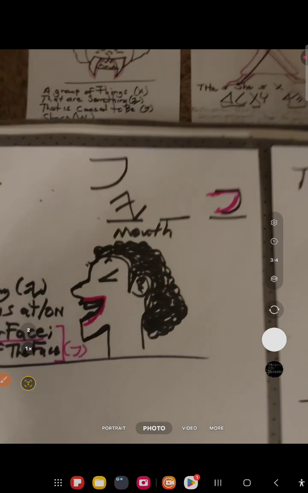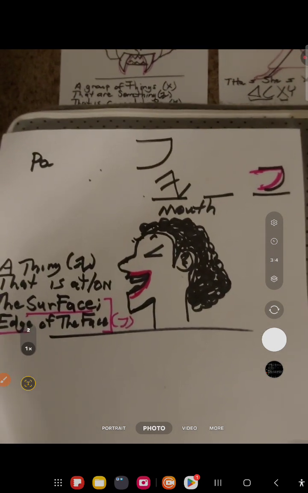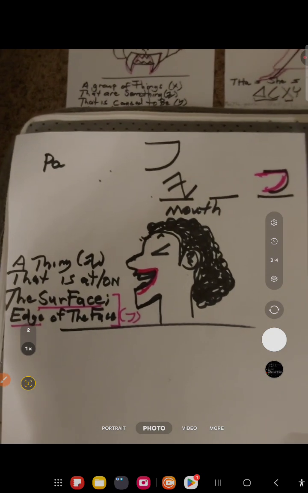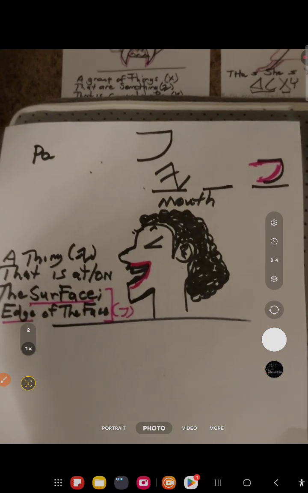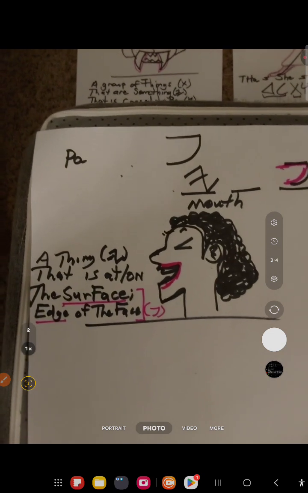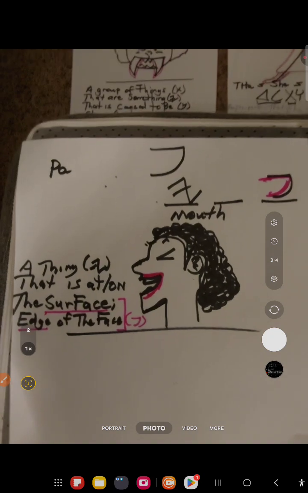Okay, sa, E. Now we're moving on to pa. Okay, pa. Let's see here. Pa. Where does it come from? Its reference is paya. Paya means a mouth. Okay, it could be the mouth of a person, an animal. It could even be the mouth of a cave and whatnot. A thing that is at or on the surface or the edge of the face.